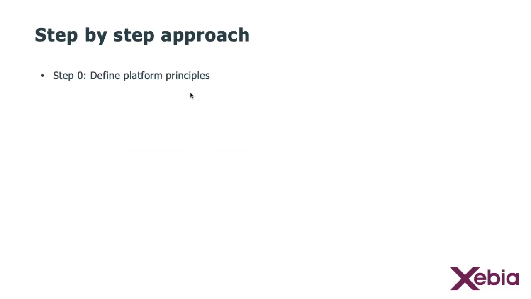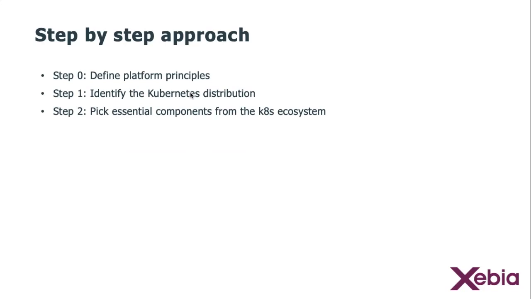So firstly, you need to define your platform principles. What are the key objectives or the way that you envision your platform working, the capabilities that it exposes. Then you obviously have to get down to the nitty-gritties of things. So you have to identify the Kubernetes distribution that you will use, which is vast. You saw the CNCF landscape just now from Shekhar. We'll do a little bit of zooming in into that. And then since Kubernetes is not sufficient, you have to pick other essential components from that landscape, things that you will definitely need for a platform.